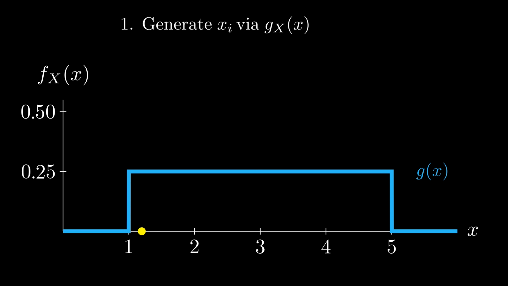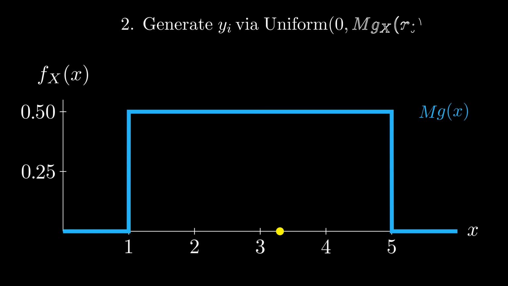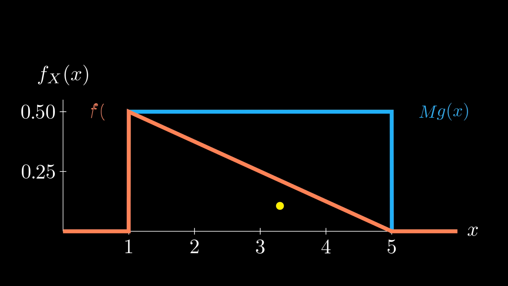In our case, let's use that uniform distribution we just mastered. Second, we can scale the distribution by constant m such that mg of x umbrellas our target triangular distribution everywhere. Then, for our candidate x sub i, we can generate a second uniform random number, a height between 0 and mg of x. And finally, third, we perform a check. If the height is below our probability distribution of interest, f of x, we keep the value, and if it is above, we disregard it.